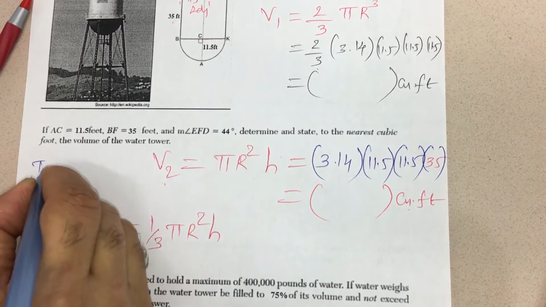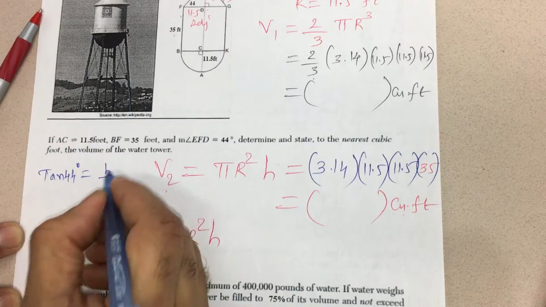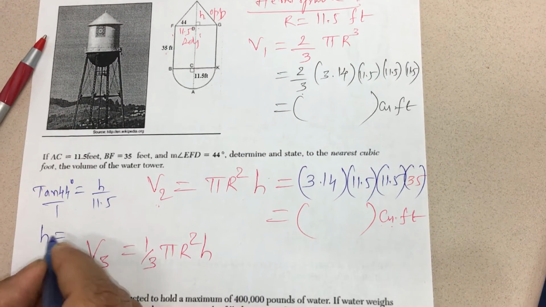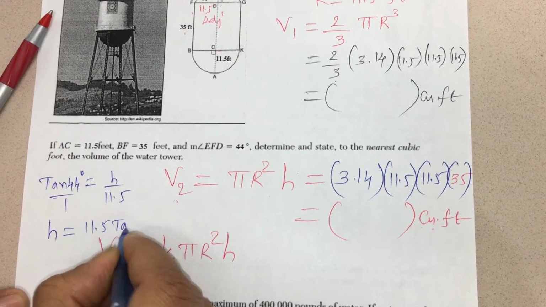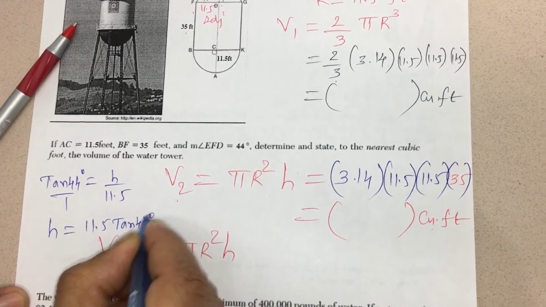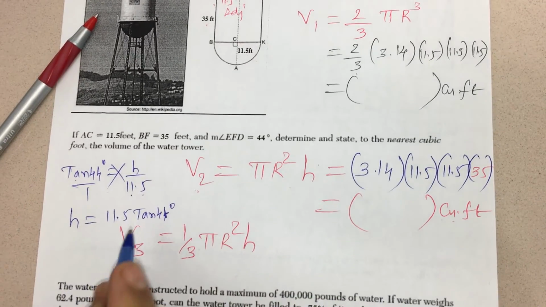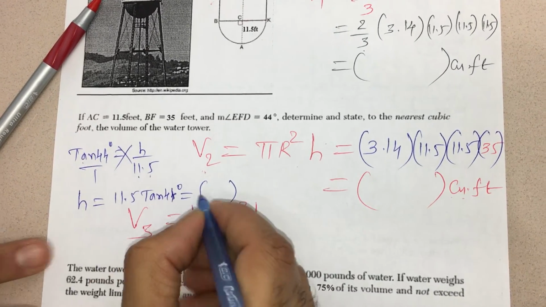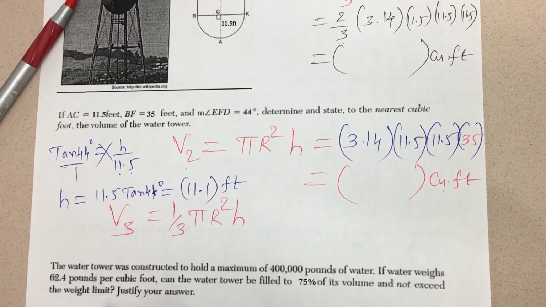So tan 44 degrees is the opposite side, that is height h, over 11.5. On simplification, we get the height like this: 11.5 times tan 44. That means I am doing cross multiplication. 11.5 times tan 44 gives me the height. When I do this on the calculator, I get the value 11.1 feet. You have to verify, don't copy it as it is.